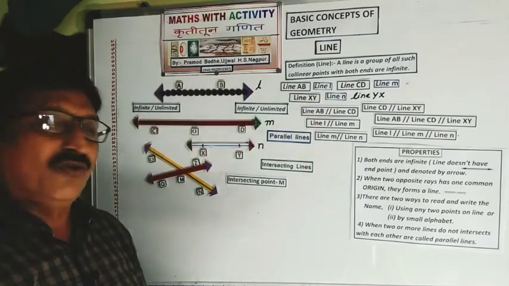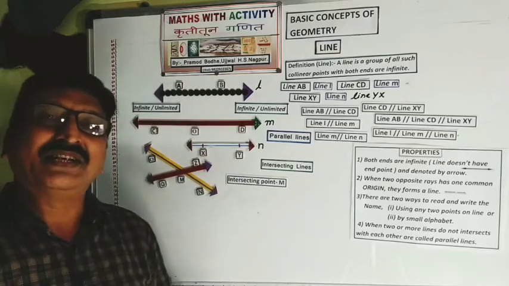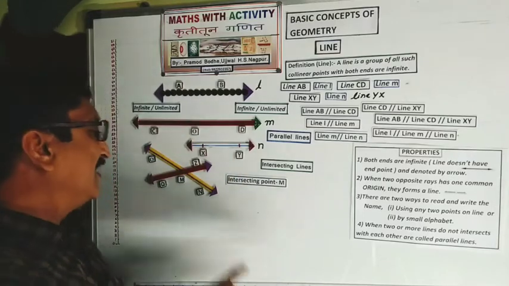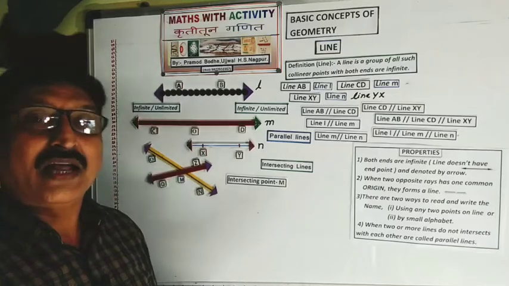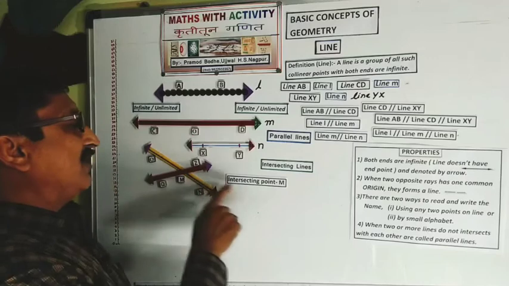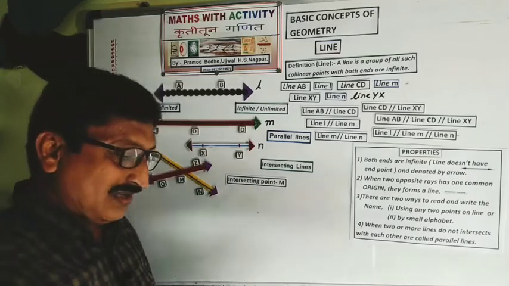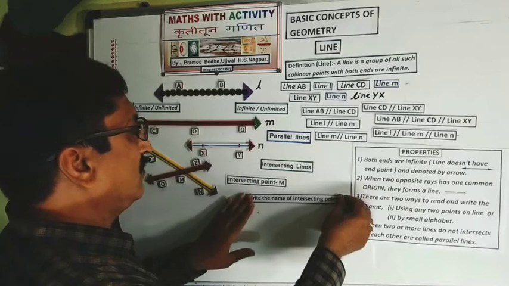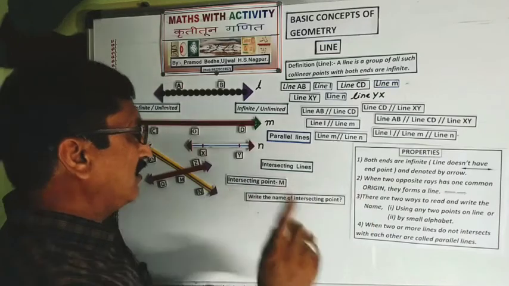When two lines do not intersect with each other, they are said to be parallel lines, and whenever they intersect with each other, there is only one common point, and that point is said to be the intersecting point. Well students, I hope you understand this.